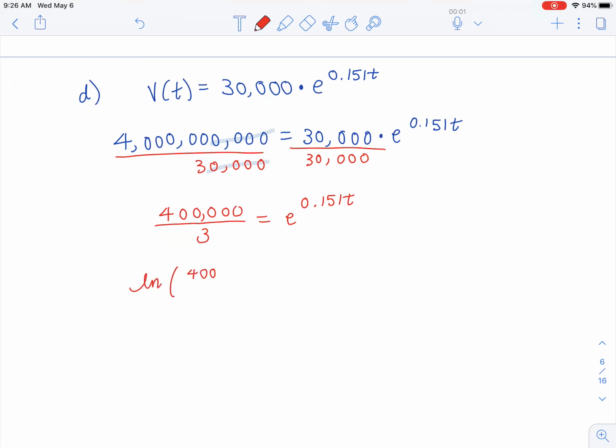Now take a natural log of both sides. Natural log of 400,000 divided by 3. And then on the right side, natural log of e raised to the 0.151t simplifies to 0.151t. Therefore, t is going to be natural log of 400,000 divided by 3, and we're going to divide that by 0.151.